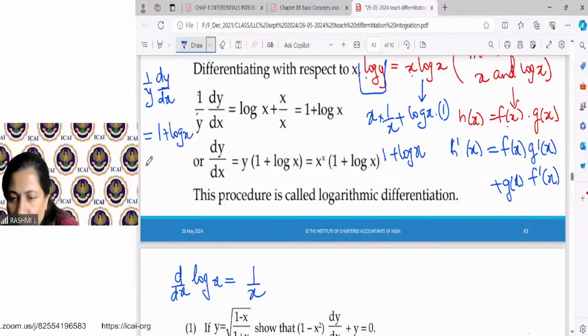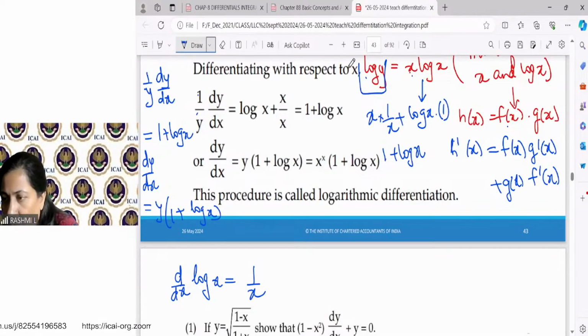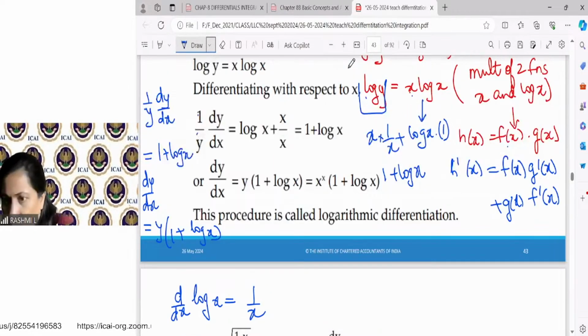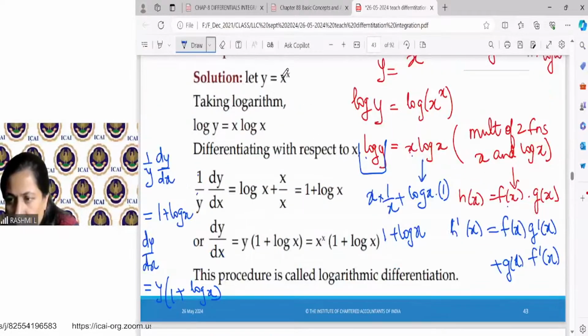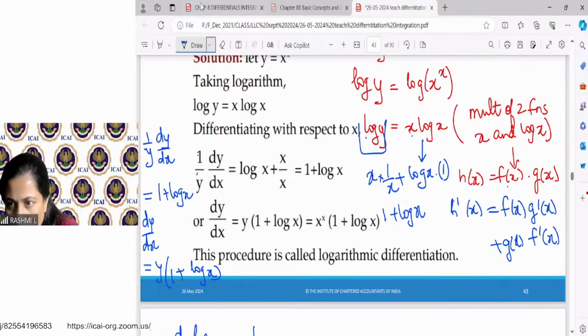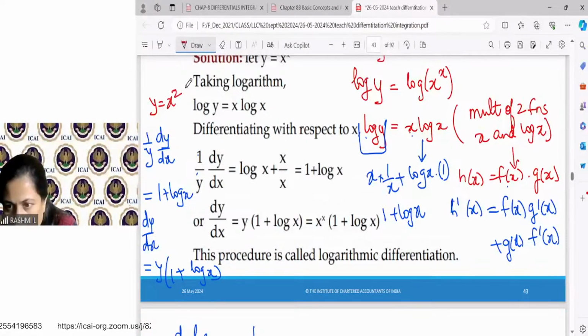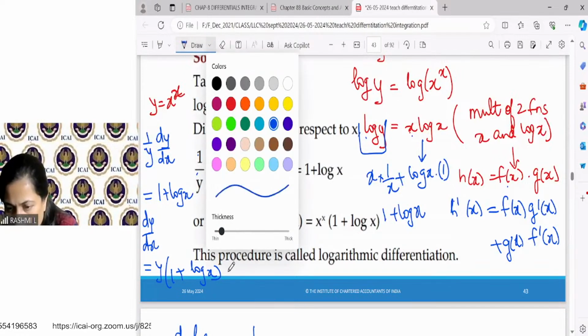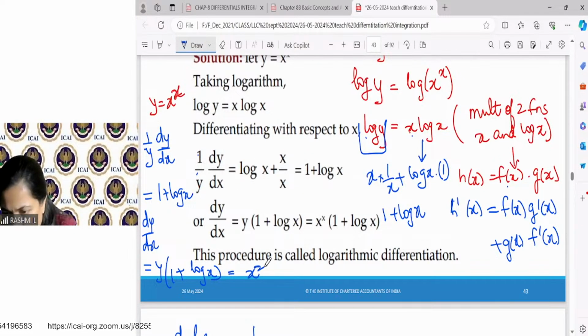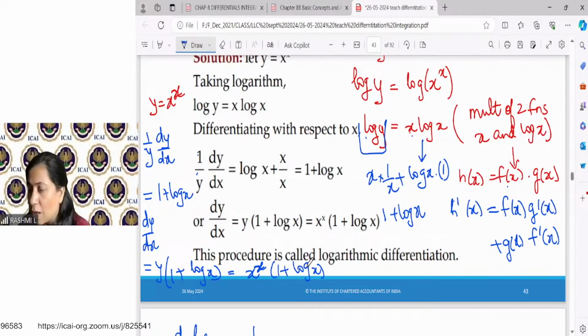But I don't want this. I just want dy by dx. So I cross multiply. So dy by dx is equal to y into 1 plus log x. And what is y? Y is nothing but what is the function that they have given? Y is equal to x raised to x. So resubstituting, I know y is equal to x raised to x. Okay. So I'm going to use this. So this is equal to x raised to x into 1 plus log x. So this is how you are going to solve it.